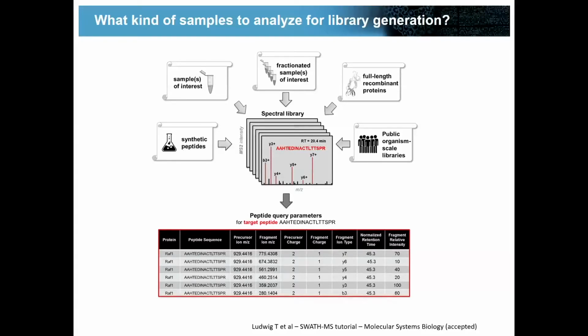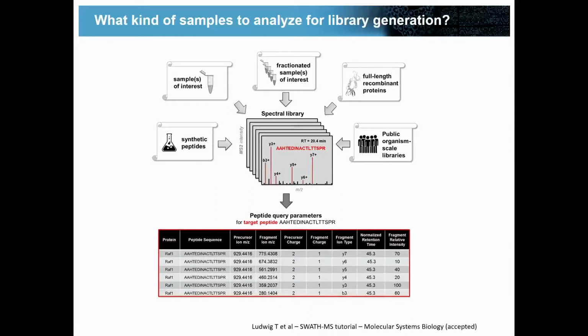Or you can go out into the public repositories and see what's available for the proteins that you're interested in. These repositories range from large-scale ones, what I call organism scale libraries, to much more focused repositories like CPTAC or Panorama, where there are very refined assays for particular peptides. But there's certainly stuff out in the wild which you can potentially use, or you can use some combination of these. And the idea is that you will now generate the spectral library and go through to get this table of peptide query parameters, which I mentioned.